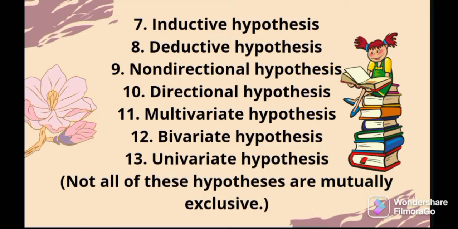Eleven, multivariate hypothesis. This hypothesis is proposing a relationship among more than two phenomena or variables. Twelve is the bivariate hypothesis. This hypothesis is proposing a relationship between two phenomena or variables. The last one is the univariate hypothesis. This hypothesis is concerned with only one phenomenon or variable.